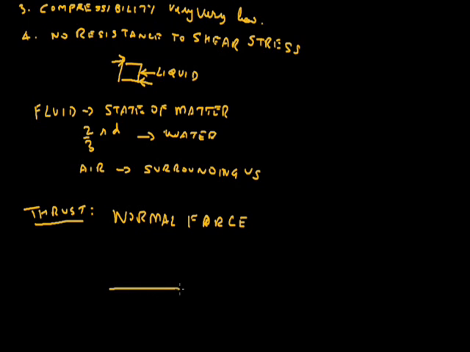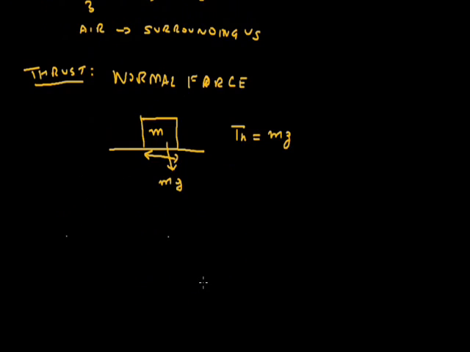Say this is a plane surface and I have a cube, or say I have a mass m, and say this area is the area over which this mass is present. Now what is the thrust? So in this case the thrust is simply the weight of the mass, which is mg. The thrust is m times g.